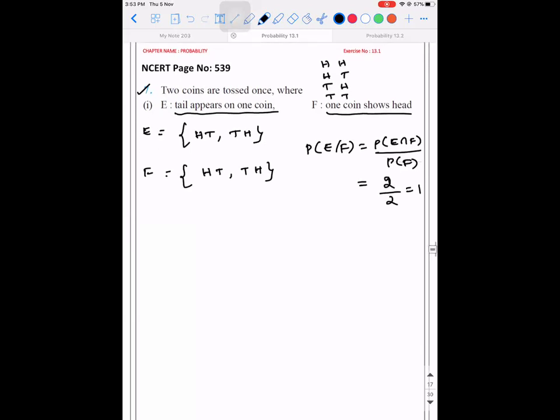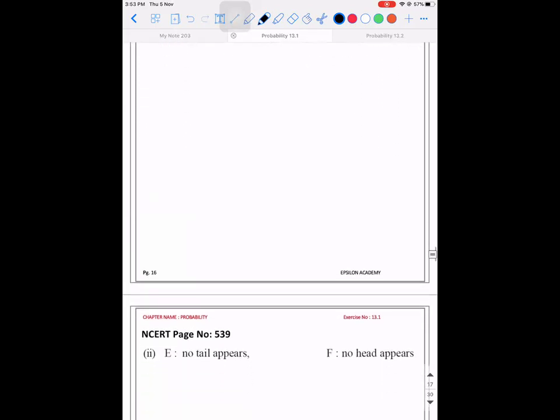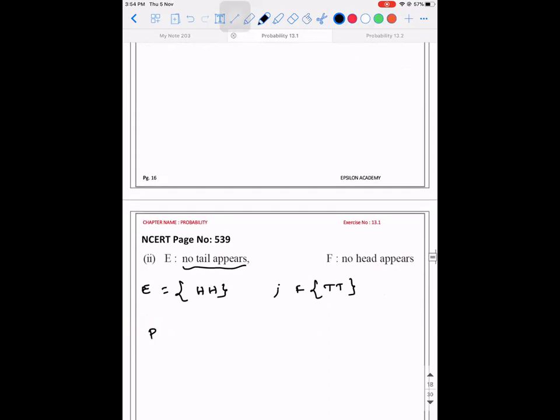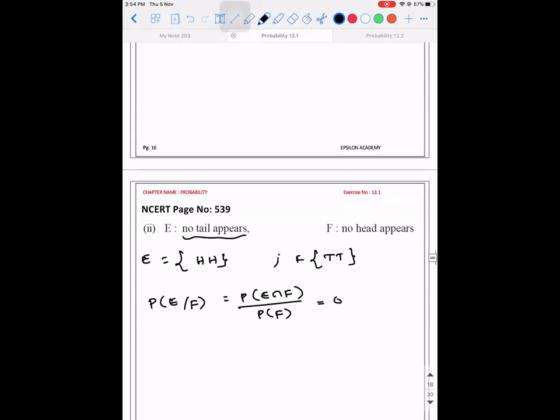Okay. Next. No tail appears. So event E should be head comma head. F should be tail comma tail. So what is the probability of E given F? 0. Yes, because there is no common thing between them. It is 0. It's not possible.